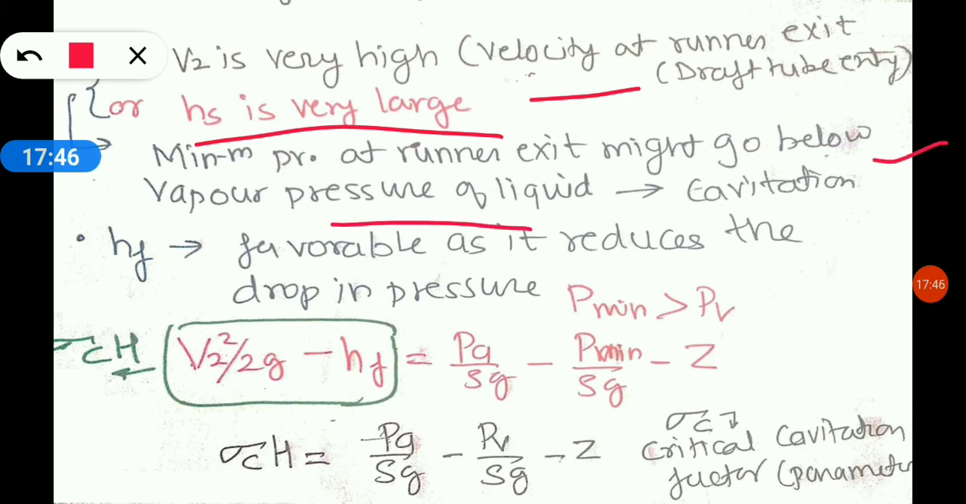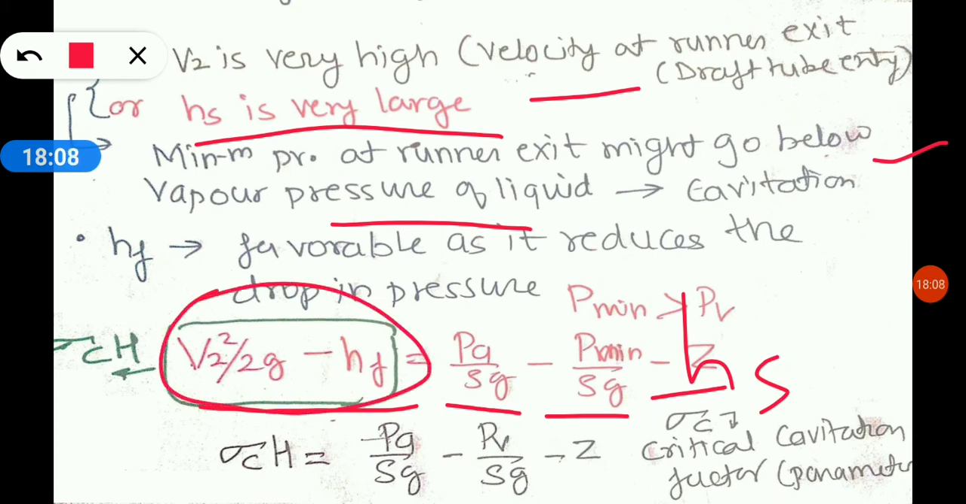Fine. Now here we are just rearranging the terms, and we have kept V square by 2g and hf on one side, and the remaining terms, that is Pa by rho g minus P minimum by rho g minus z, on the other side. This is not z, this is hs. So instead of V square by 2g minus hf, if you write sigma c times H, what is H? H is the net head available across the turbine. So what is sigma c? Sigma c is called the critical cavitation factor.